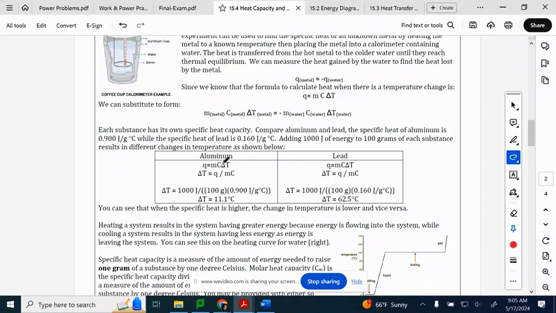Here's some examples of lead and aluminum put in the same amount of water, but because aluminum's specific heat is higher than lead's, we're going to end up with a smaller amount of heat that's transferred versus the lead.